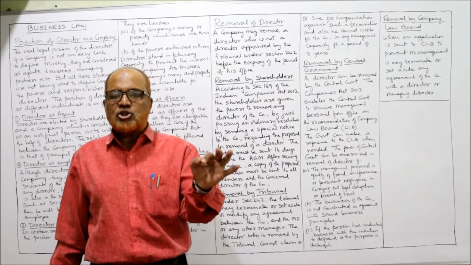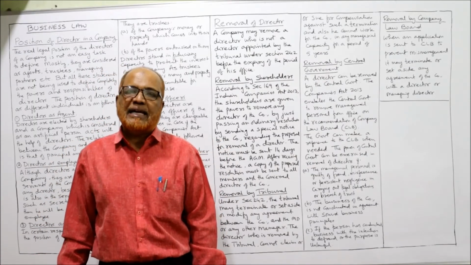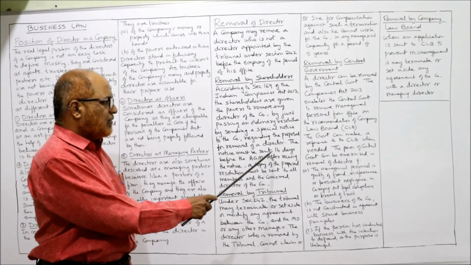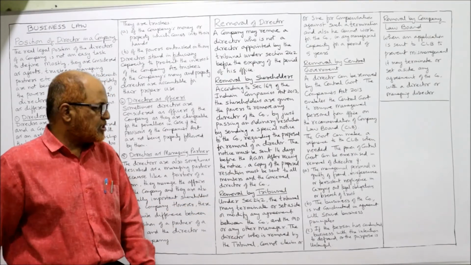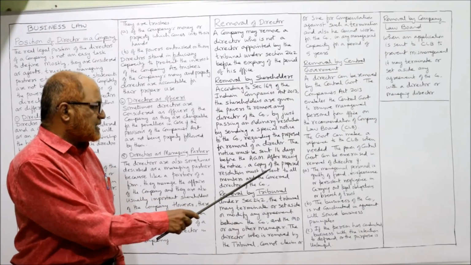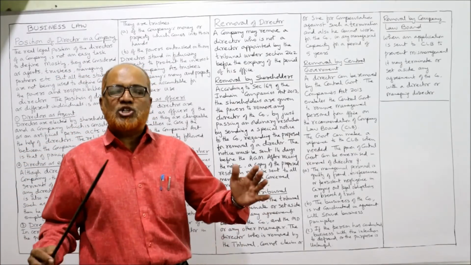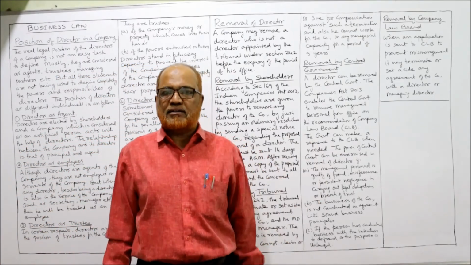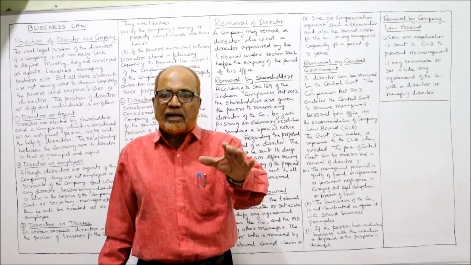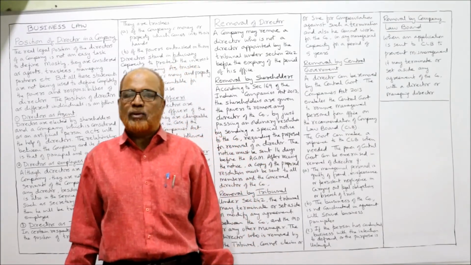This notice should be given to the company at least 14 days before the date of the AGM, annual general meeting. After receiving the notice, a copy of the proposed resolution must be sent to all the members and the concerned directors of the company. First of all, the shareholders who want to remove the director have to give a special notice to the company at least 14 days before the AGM.